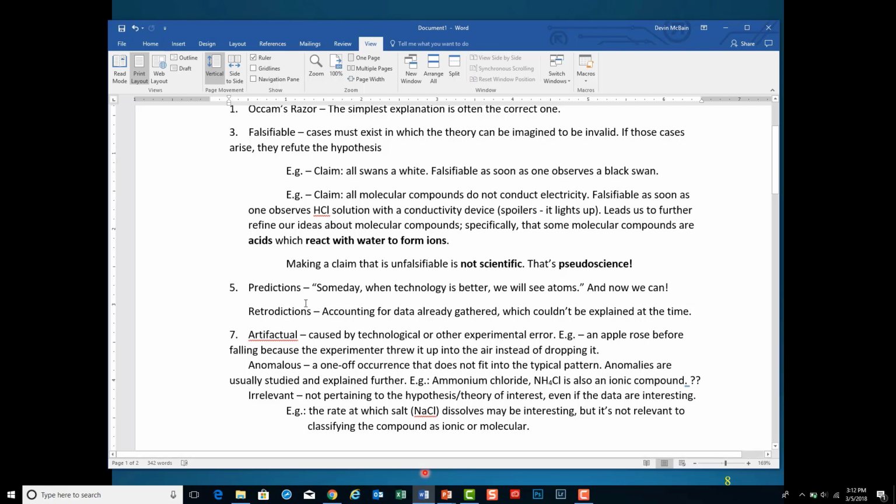Yep. So then retrodictions kind of go the opposite way. We take a look back at data that were already gathered years and years ago, before the technology had developed to observe something about that data firsthand, or before a theory had been written up and developed that could explain those data. In other words, we're accounting for data that were gathered in the past which couldn't be explained at the time.